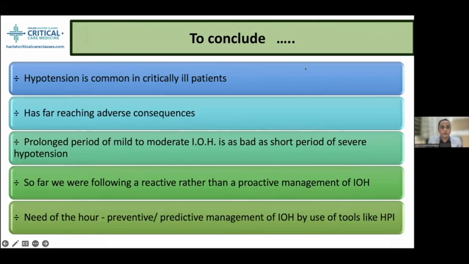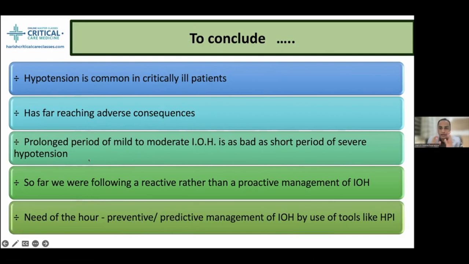To conclude, we know that hypotension is common in critically ill patients, no doubt. Most of our intraoperative patients will have some sort of episodes of hypotension, even in the perioperative period, having significant adverse events, not only acute kidney injury or myocardial injury, but it adds to the increased ICU length of stay, hospital length of stay, and to the overall cost.